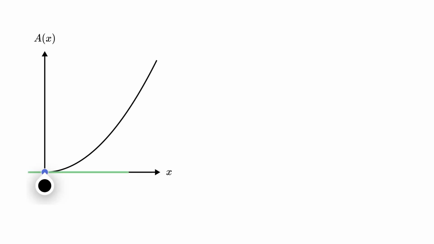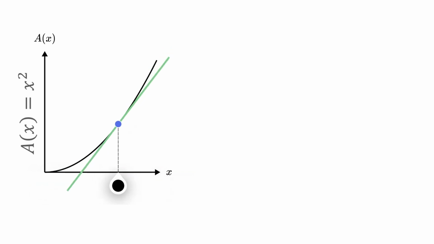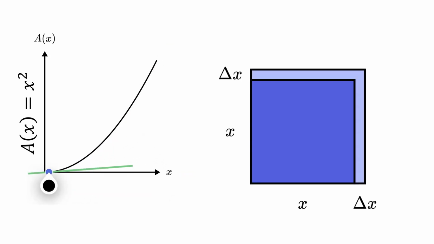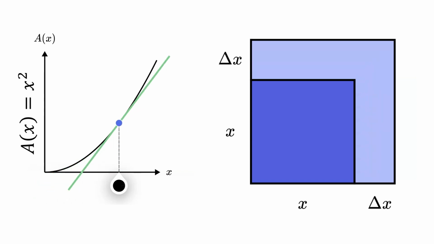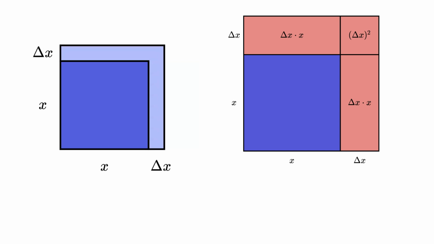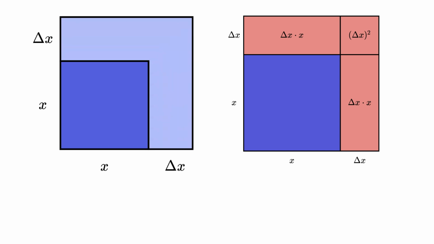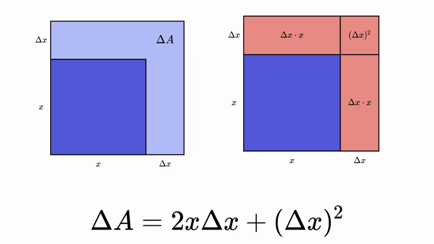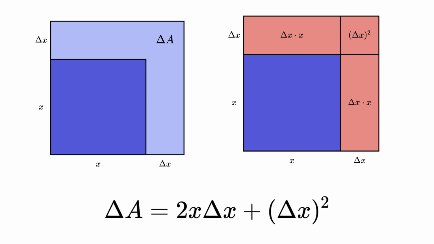Now, from our previous video, we want to estimate the slope of the tangent line for any point on the curve A of x equals x squared. Suppose we increase the side length of the square by delta x. Then from the figure, the area of the extended portion, or value of delta A, will be equal to 2 times x delta x plus delta x squared.